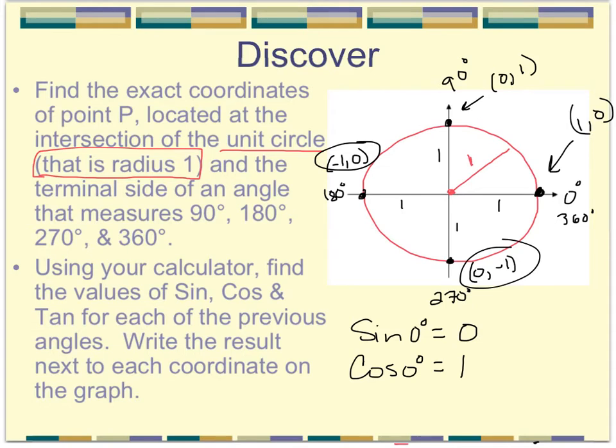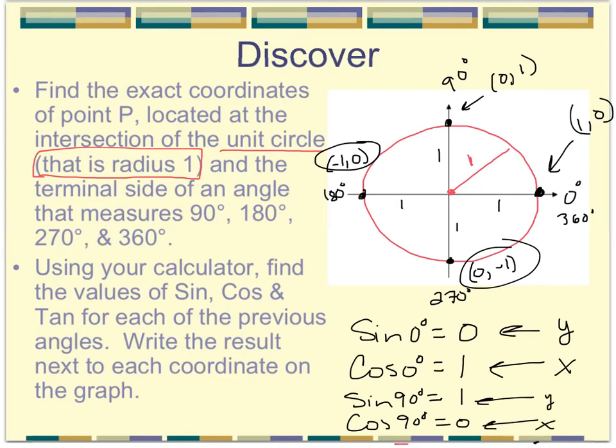So what other conclusion can we make out of what is sine and what is cosine? When we're dealing with the unit circle, sine is going to be our y value, and cosine is going to be our x value. And so if I did the same thing with 90 degrees, sine of 90 would give me 1. Cosine of 90 degrees would give me 0. This is our y value, this is our x value.